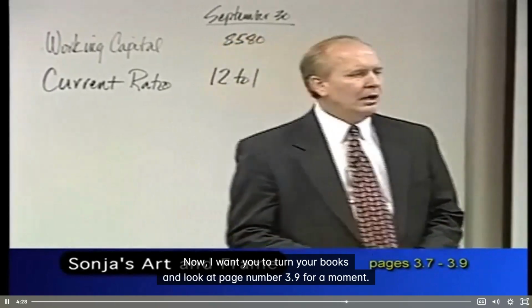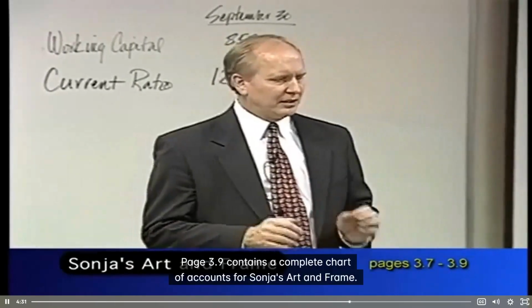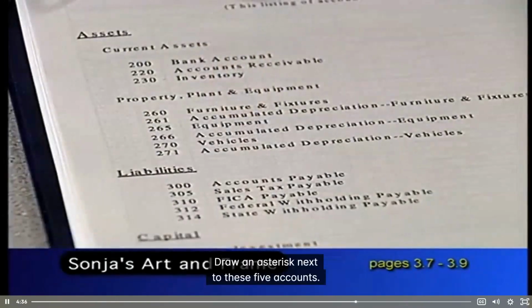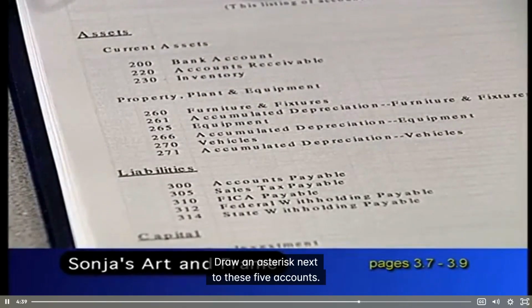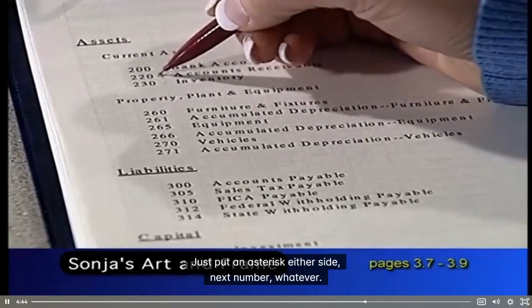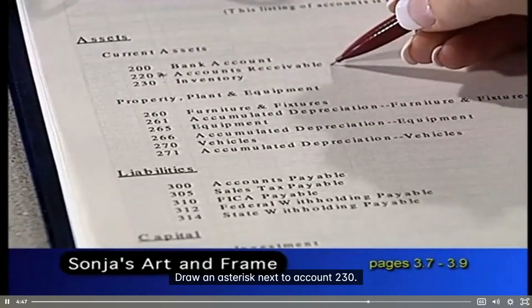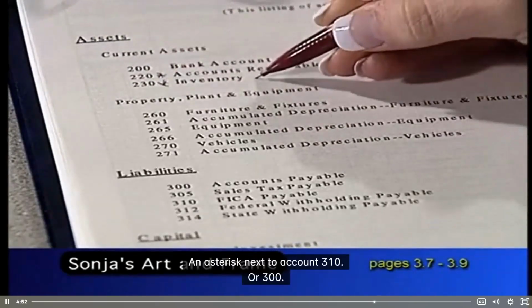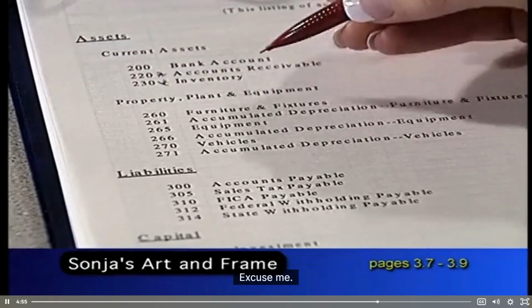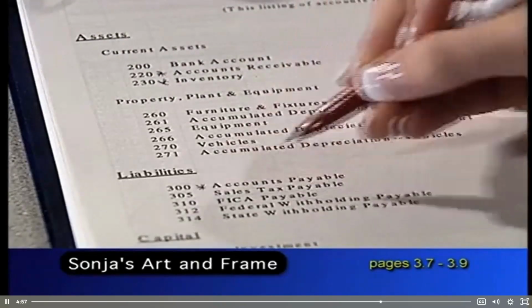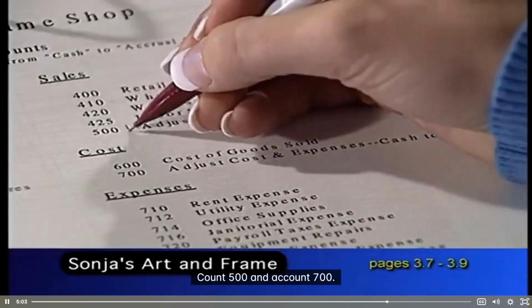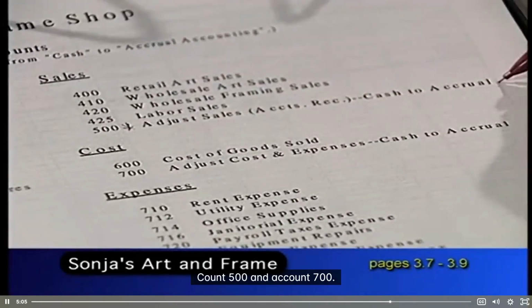Now I want you to turn your books and look at page number 3.9 for a moment. Page 3.9 contains a complete chart of accounts for Sonja's Art and Frame. Draw an asterisk next to these 5 accounts. Draw an asterisk next to account number 220. Just put an asterisk, either side, next to the number, whatever. Draw an asterisk next to account 230, an asterisk next to account 300, account 500 and account 700.